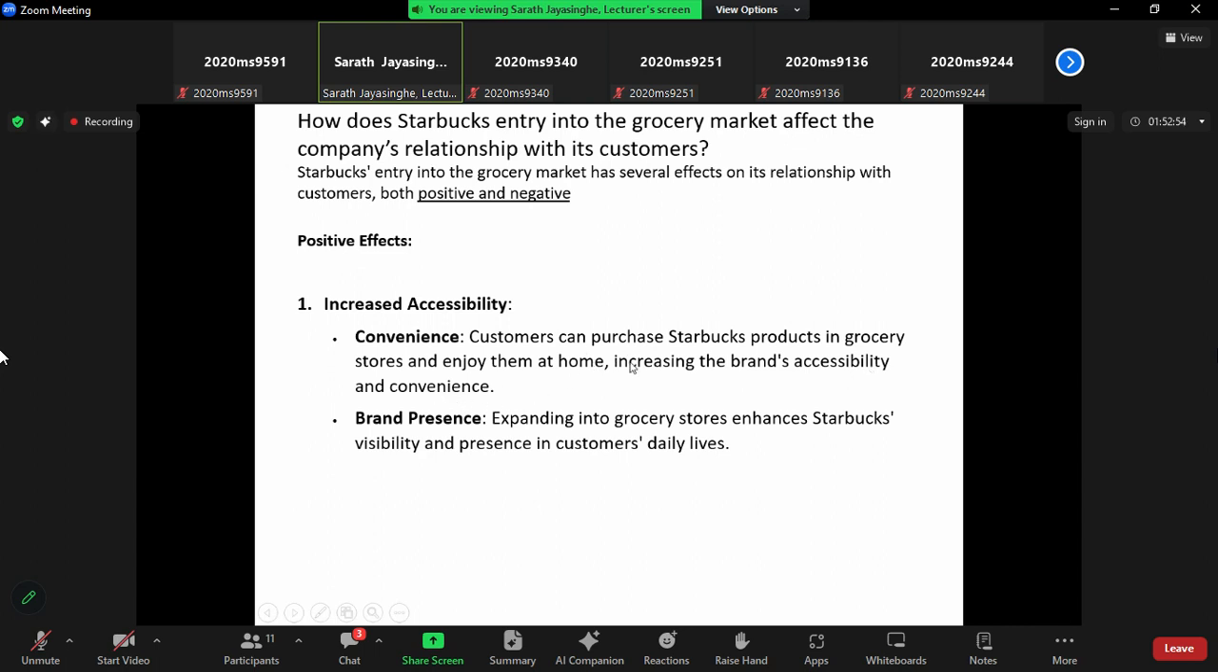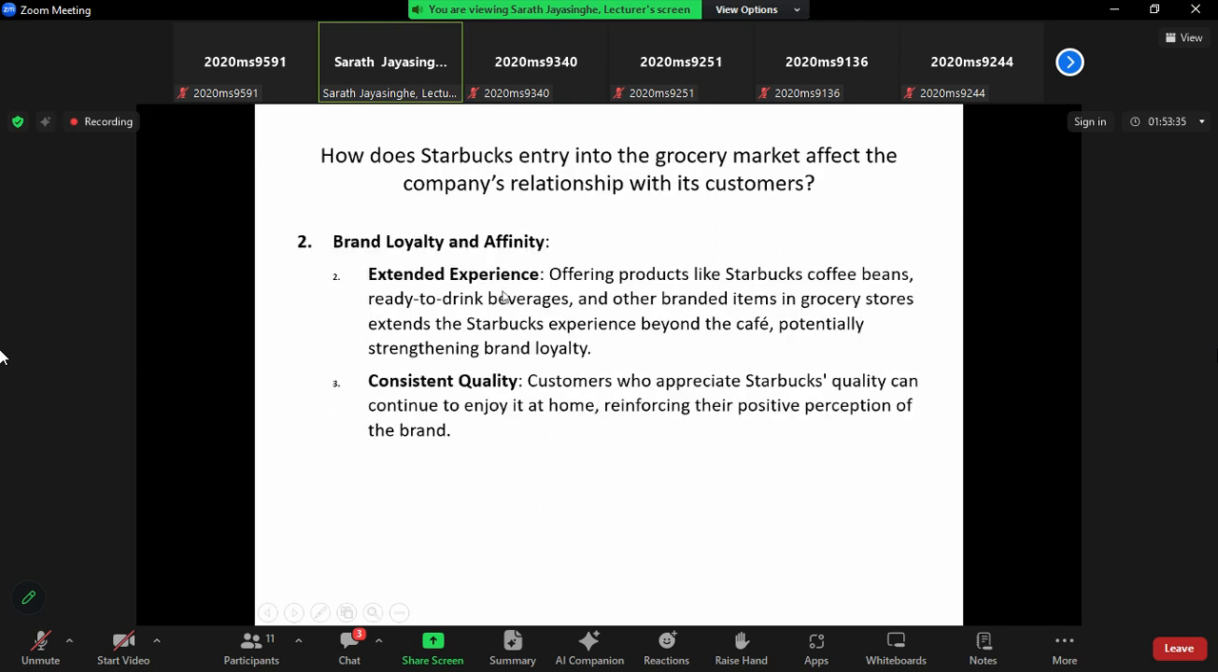If you know that Starbucks coffee is better, then you can have easy access while you are shopping at the shopping malls, purchase it, keep it at home and consume it. That is a convenience for people. Then brand presence: expanding into grocery stores enhances Starbucks' visibility and presence in the customer's daily life. Whenever they see that brand there, there is some awareness or familiarity with it. So that brand presence in grocery shops will be useful. It will affect positively.